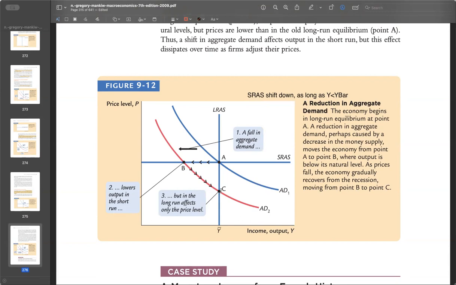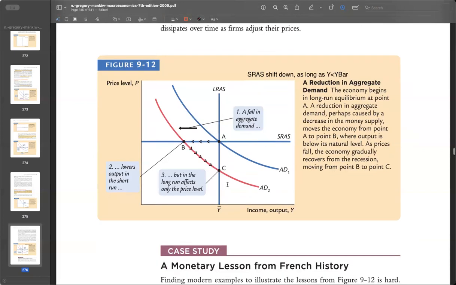The price will go lower because what we want is to move down along the new aggregate demand curve until Y equals Y bar. So in the long run, because the aggregate demand curve has shifted to the left, it's consistent with a lower price in the short-run aggregate supply curve and a lower price that's consistent with long-run equilibrium.